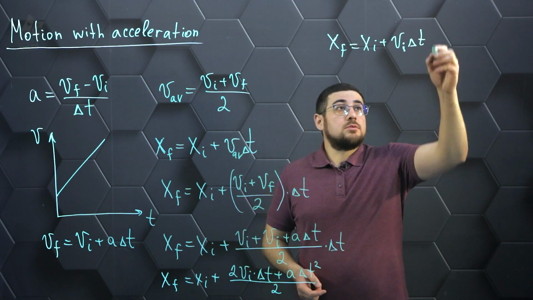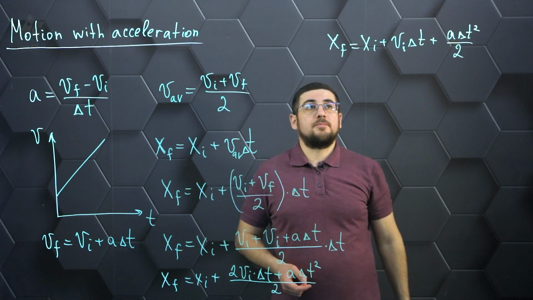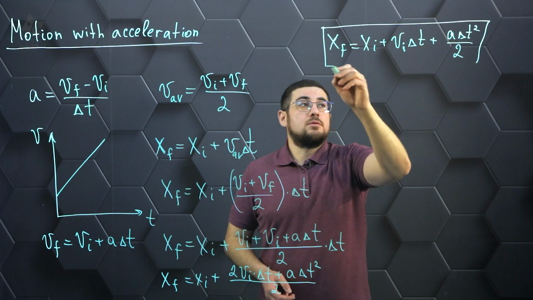So here we're left with just this fraction, which is a dt squared divided by 2. So that's how you get the equation for motion.